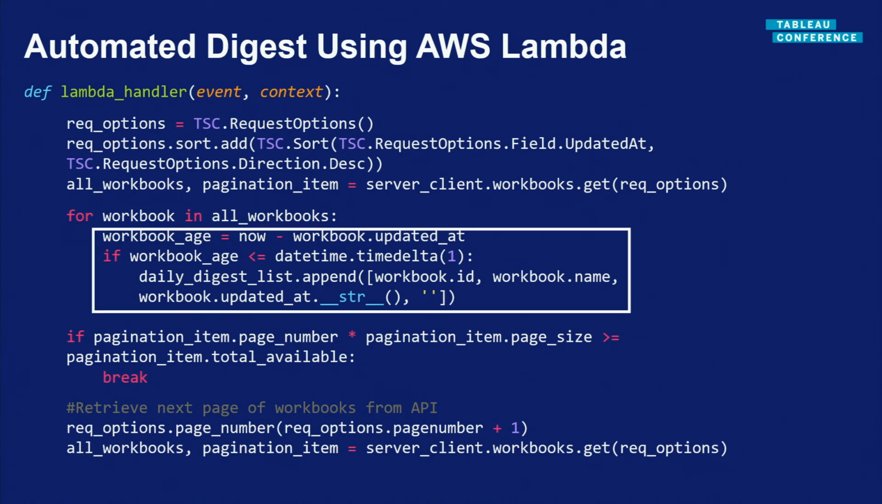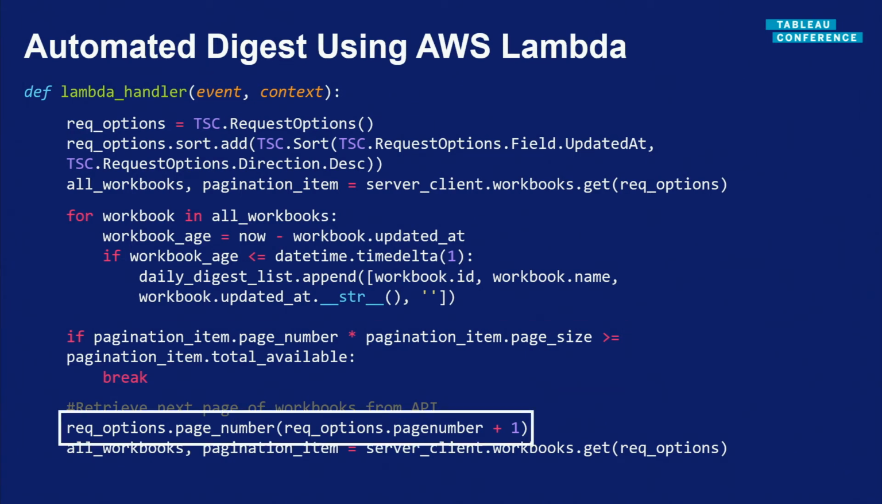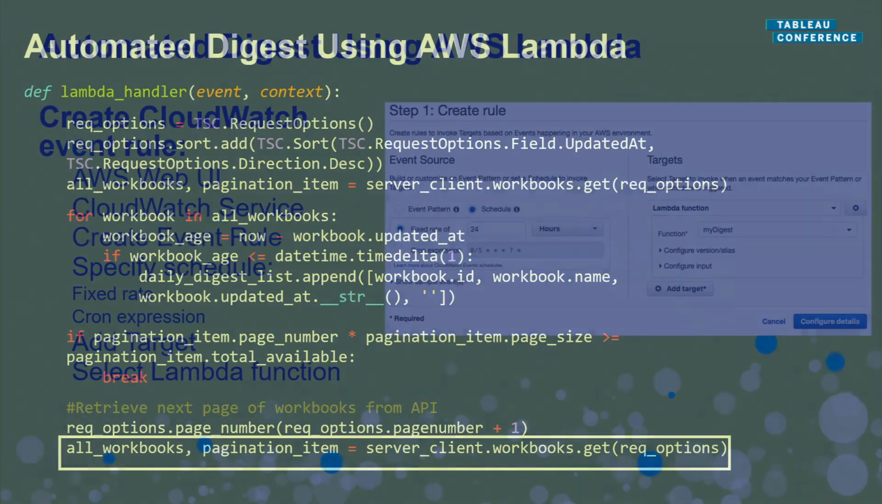And if the workbook has been updated within our specified time frame, we're going to add it to the daily digest list. We'll exit the loop if we've reached the last page of results. Otherwise, we are going to increment the page and get the next page of results. Not shown here is the code to actually send the email, but that's in the code repo as well.